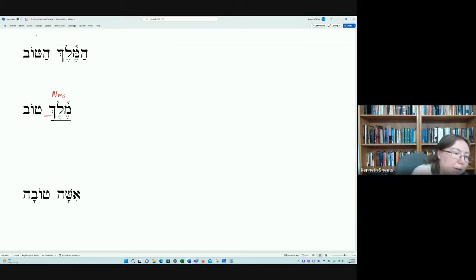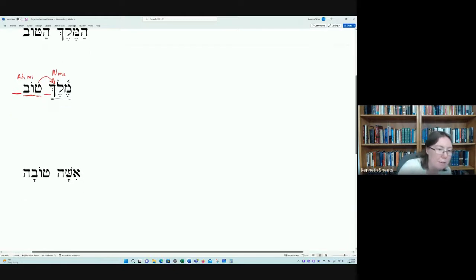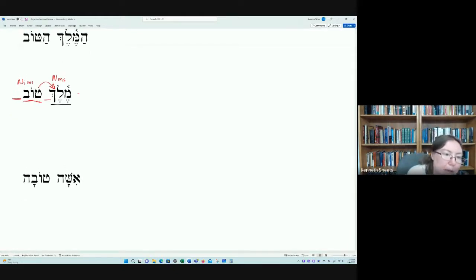But then we come on over here to the adjective tov, that idea of good, and notice again, because it is modifying this noun, which is masculine singular, the adjective also is masculine singular. So there is that agreement in terms of gender and number. And so this would be good king, we would say. Melech being king, Tov being good.